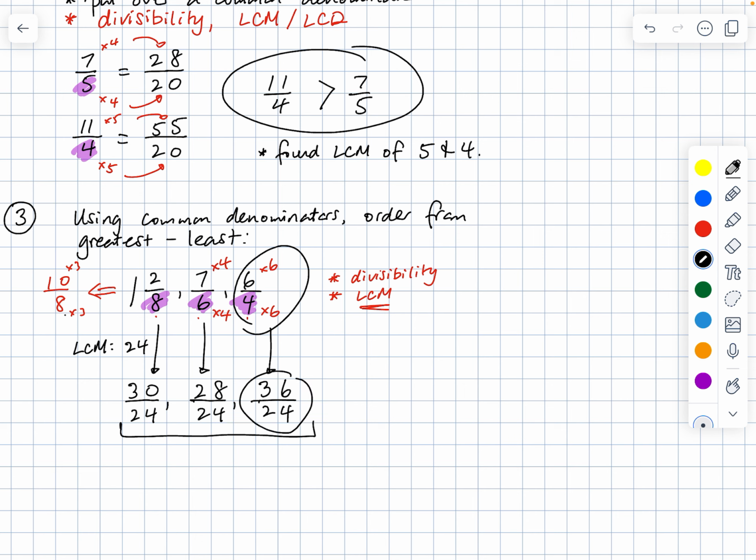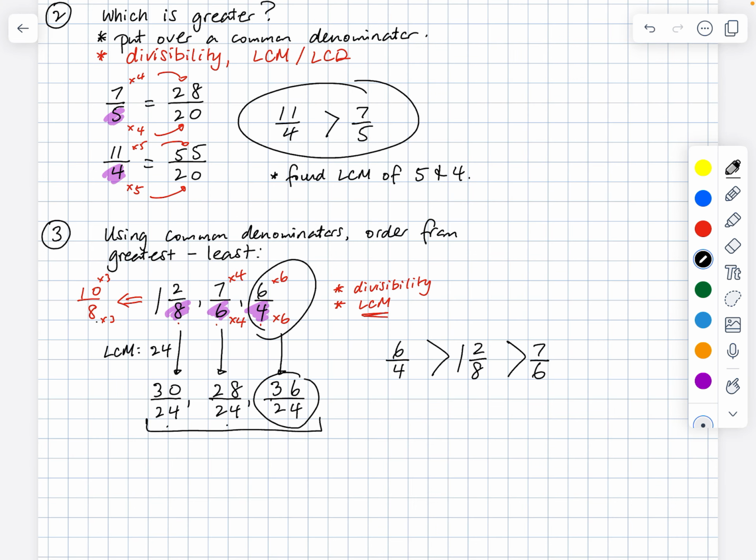So I know that 6 over 4 is the biggest. Then my next biggest is going to be 1 and 2/8, because that's 10 over 8, which is 30 over 24. And I know my smallest is going to be the one equivalent to 28 over 24, which is 7 over 6.